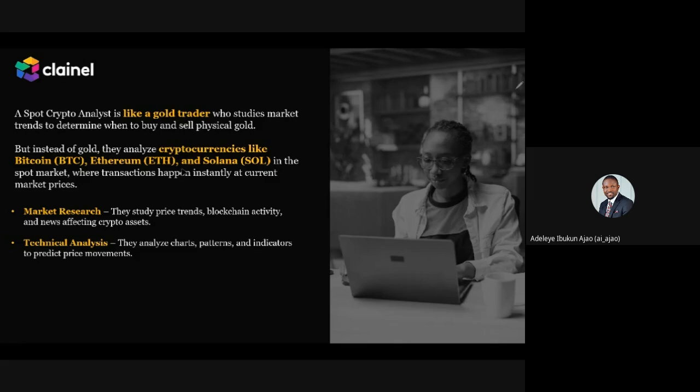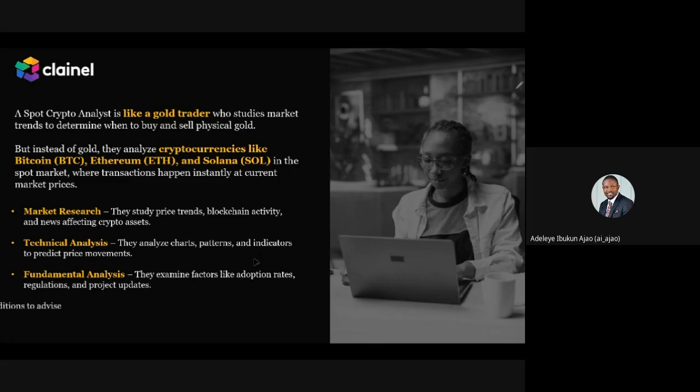And next on, we have technical analysis. They analyze charts, patterns, and indicators to predict price movements. Yes, that is going to be part. We have the fundamental analysis. They examine factors like adoption rates. Lots of countries are adopting Bitcoin as a means of exchange. They have Bitcoin reserves. Before, we had dollar reserves, gold reserves. Now we're having Bitcoin reserves for countries, and that is really marvelous. That shows a large scale of adoption.